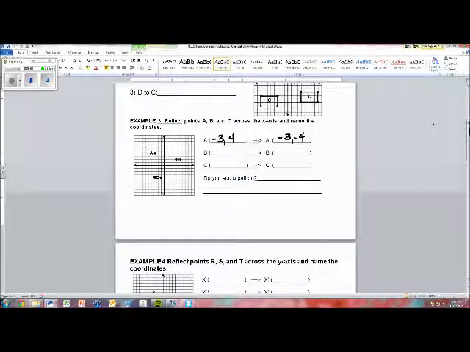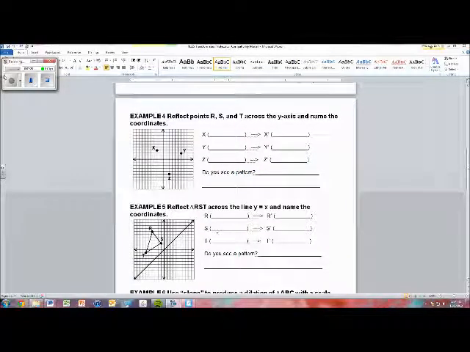And something I want you to note is what changed. The x's stayed the same. They were both -3. But my y went from being +4 to -4. And that's what's going to happen every time you reflect across the x-axis. The y value will change signs when you reflect across the x-axis. Again, when you reflect across the x-axis, the y value will change signs.